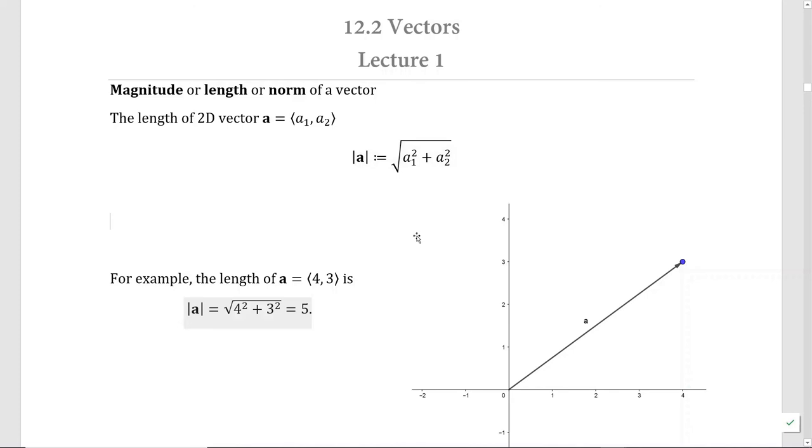For example, if a vector A has components 4 and 3, then its length, the absolute value of A, or we can say the magnitude of A, is given by this formula, which is the positive square root of 4 squared plus 3 squared, which is simply 5. And this is shown in the accompanying figure.